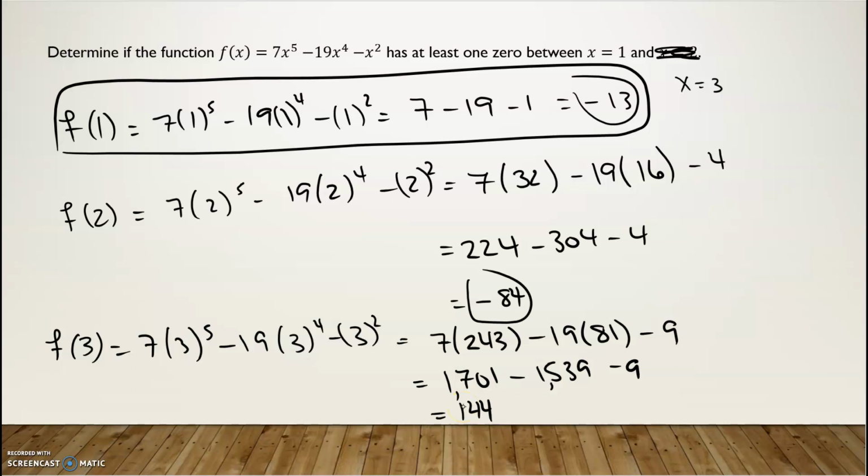This will come out to be 144. So now I've got a negative and a positive value. So I can say that at least one zero, or x-intercept, is between 1 and 3, because I got a negative and a positive, or opposite signs.